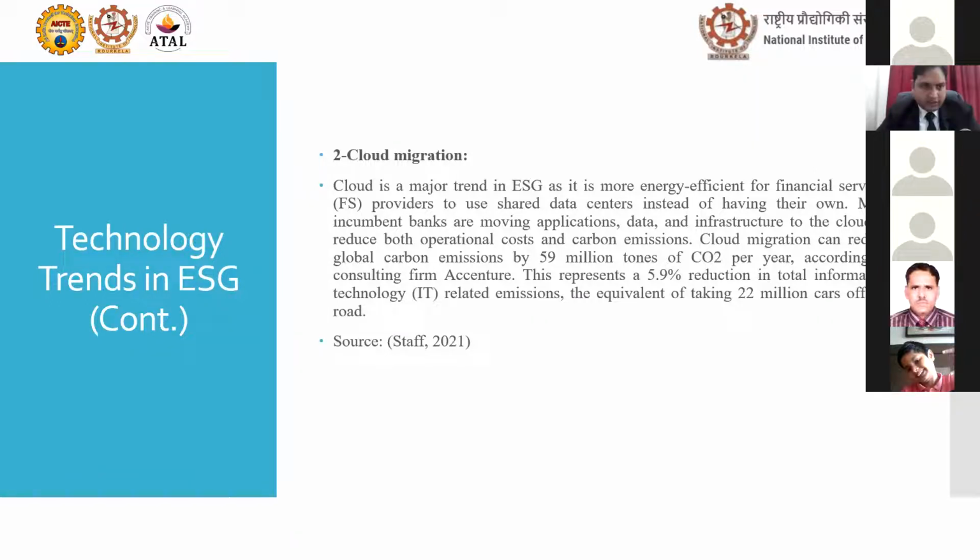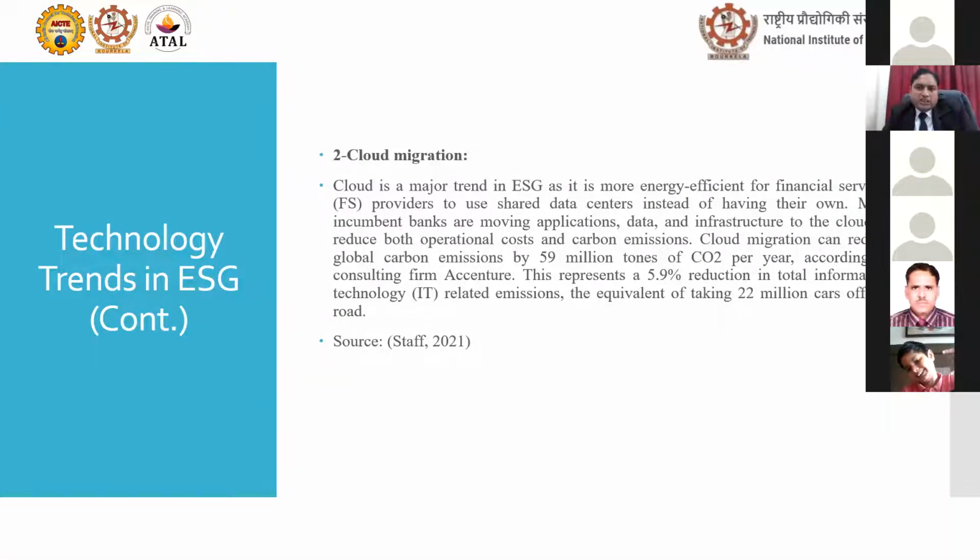Another trend in technologies and ESG is that cloud is more energy efficient. Financial services providers use this cloud migration to share data centers instead of having their own, so they share the cloud of others, right? Most incumbent banks are moving applications, data and infrastructure to the cloud to reduce both operational cost and carbon emissions also, right? So this cloud migration again is contributing towards the ESG goals.